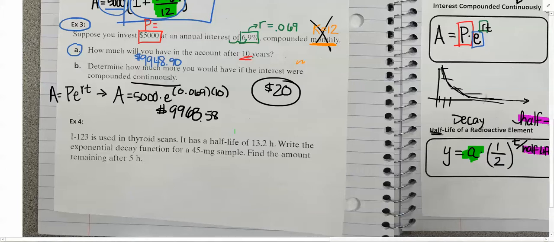So our initial amount is a 45 milligram sample. Our half-life is 13.2 hours. That color is awful. Let's use blue. Okay, so there's your half-life. All right, so plugging in our formula, y equals 45 times 1/2 to the t over 13.2 hours. If we want to figure out how much is left after 5 hours, we're going to plug in 5 for t and calculate it.